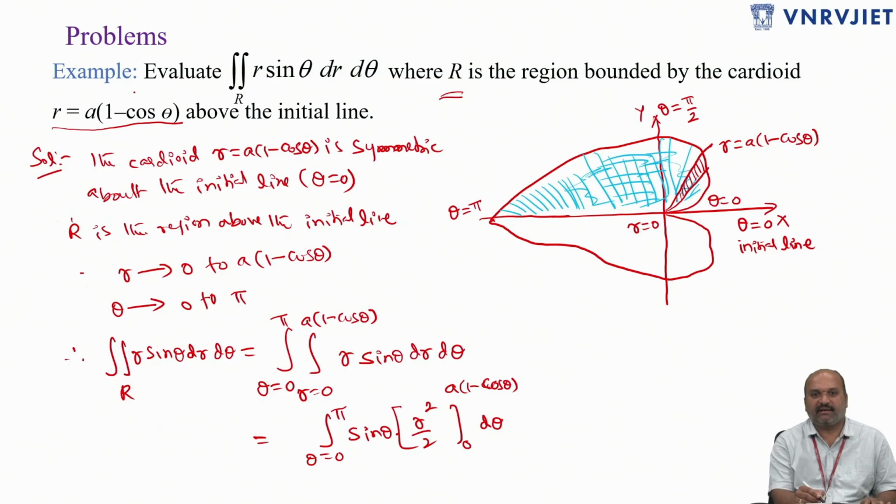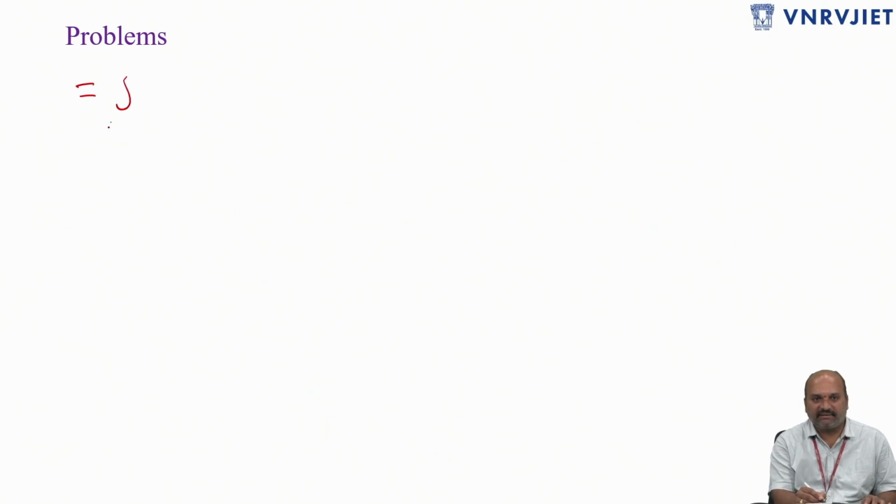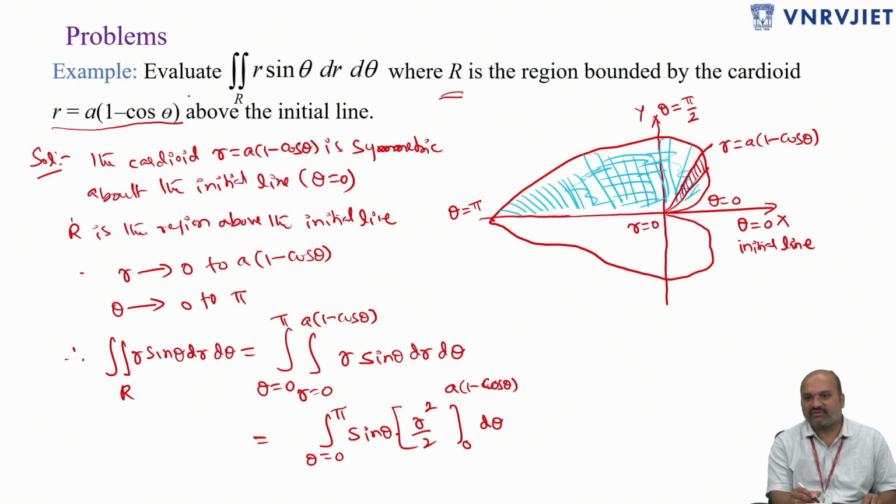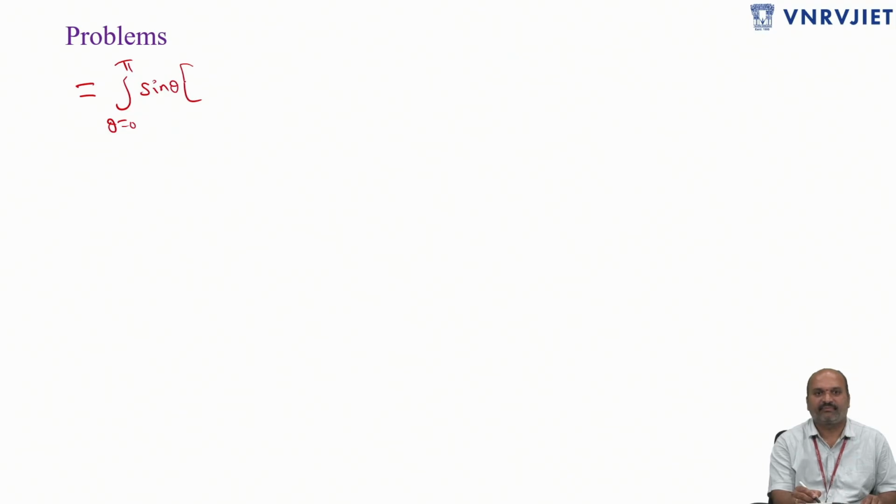Let's substitute the limits. This equals the integral with theta from 0 to pi of sin theta times, instead of r, we substitute the upper limit a into 1 minus cos theta and the lower limit 0. So r square gives a square into 1 minus cos theta whole square divided by 2.